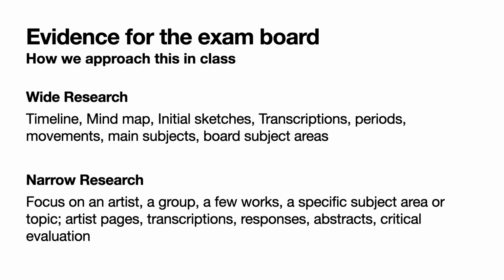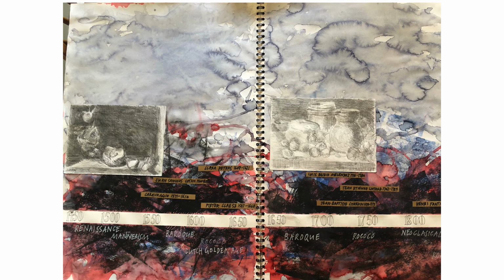And in narrow research, we're focusing on artists or groups or a few works or a specific subject area or topic. We will revisit this in artist pages and transcriptions and so on, but we really need to presage this or make it first apparent in the timeline. So now let's have a look at the timeline.